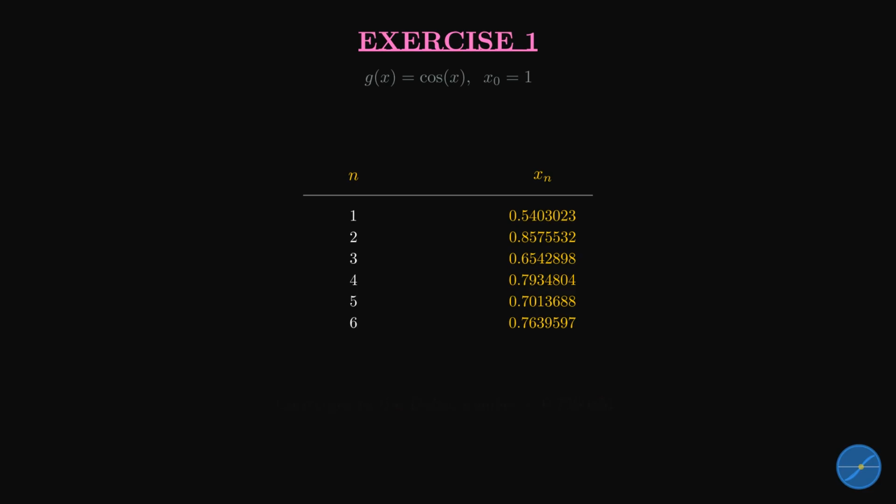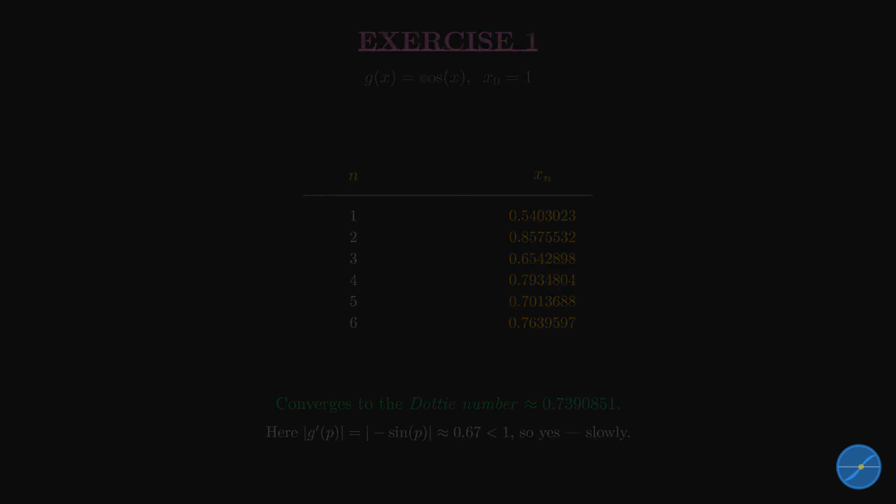Here it is. Starting from 1, the values bounce around: 0.54, 0.86, 0.65, 0.79, 0.70, 0.76, slowly closing in. It converges to the Dottie number, about 0.7390851. The slope there is the size of sine of p, about 0.67, under 1. So yes, it converges, but just slowly.